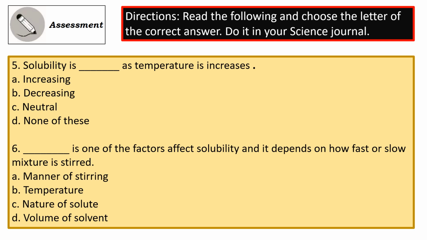Number 5. Solubility is blank as temperature is increasing. A. Increasing. B. Decreasing. C. Neutral. D. None of this. Number 6. Blank is one of the most important factors affecting solubility, and it depends on how fast or slow the mixture is stirred. A. The manner of stirring. B. The temperature. C. The nature of solute. Or D. The volume of solvent. Answer.